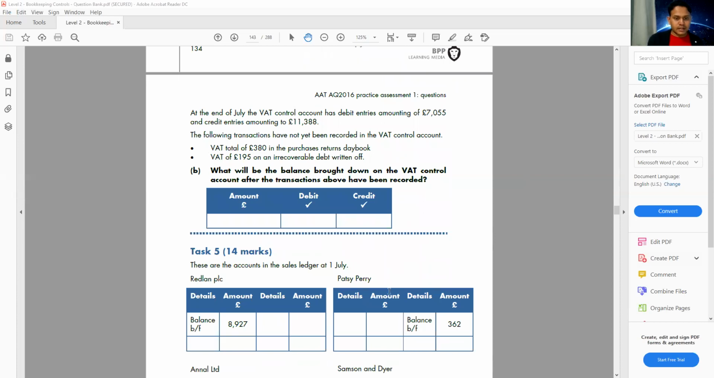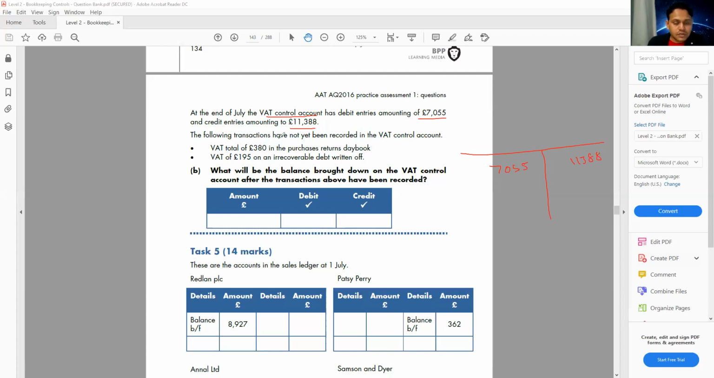Okay, so here, the next one says, at the end of July, the VAT control account has a debit balance of 7055 and a credit balance of 11,388. Let's make it three accounts to make it easier. So the debit balance is only 7055, and the credit balance is 11,388. So that's my credit balance.